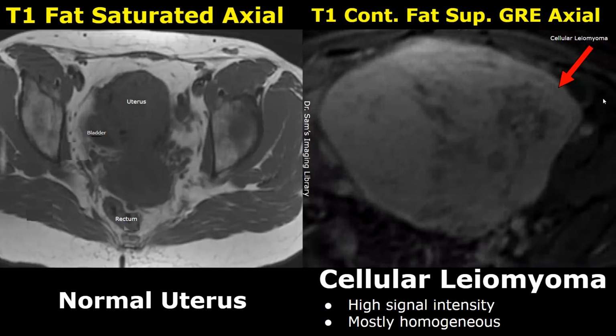This is a T1 contrast fat suppressed gradient echo sequence. The fibroid gives a hyperintense appearance. It is mostly homogeneous. By using different sequences, we can distinguish a cellular leiomyoma from other types of fibroids.